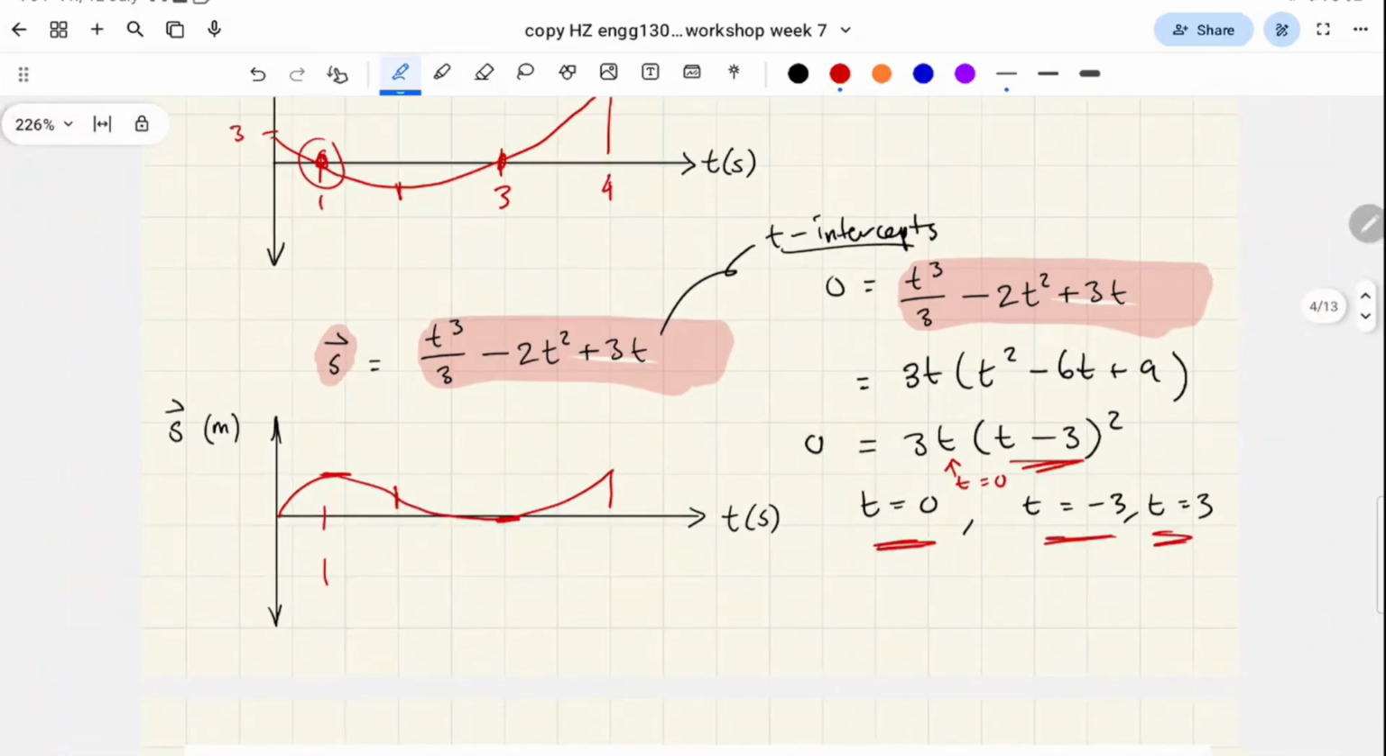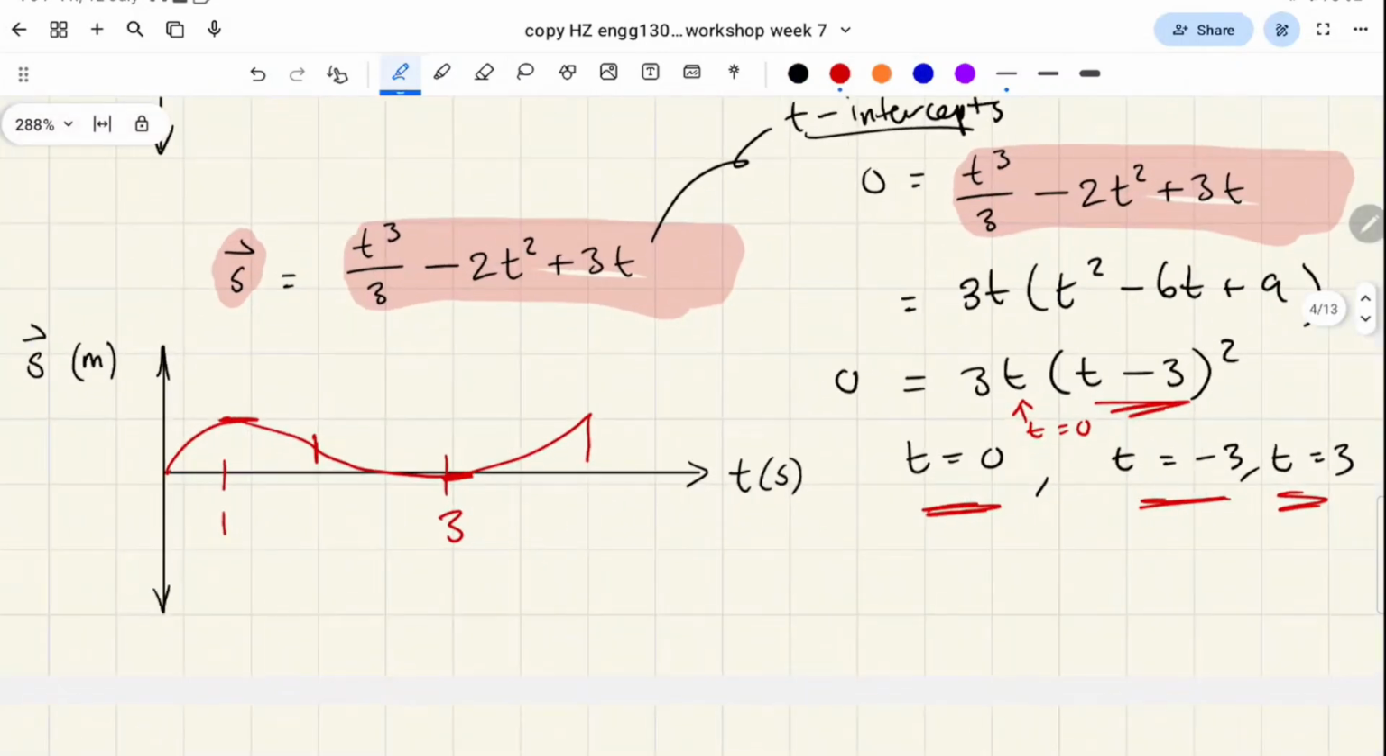So we're just solving for the t-intercepts, right? So there's 3 essentially, and the ones that we care about are 1 and 3. Okay, and then maybe we also want the key values for s. So let's say we don't know what the values for s are at 1 and 4. We can just plug it into our equation.